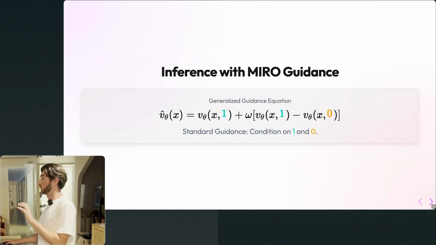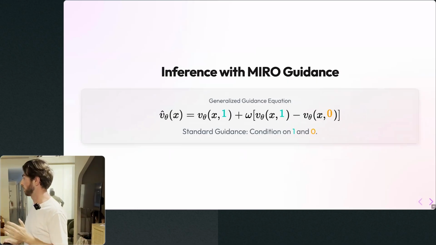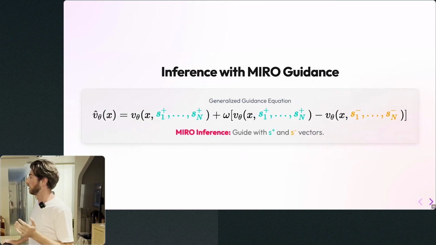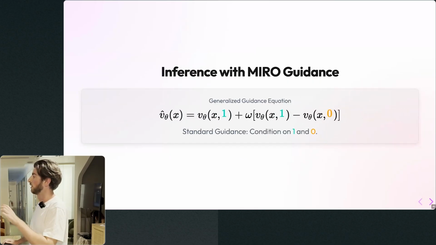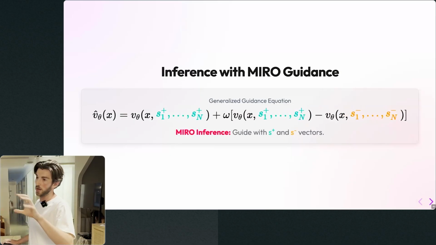So this is during training. During inference, we condition the model with the vector of the highest reward possible to get the best image possible. And for those who are familiar with guidance, we can apply a MIRO guidance, where instead of doing guidance between condition and uncondition, we do guidance between highest reward condition and lowest reward condition.